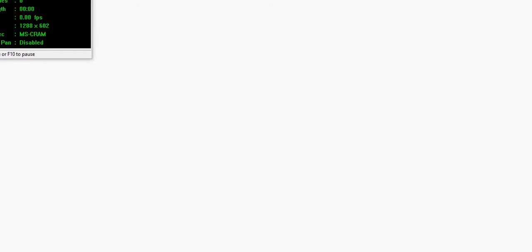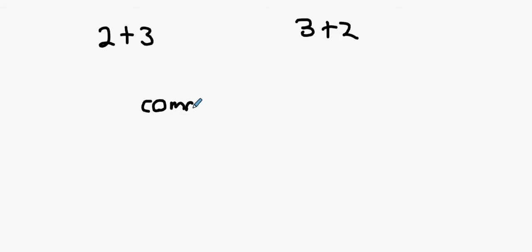So, a property like this, guys, 2 plus 3. If 2 plus 3 equals 3 plus 2, this is said to be commutative, okay? A commutative property is a property where the order doesn't matter. I'll give you another example.